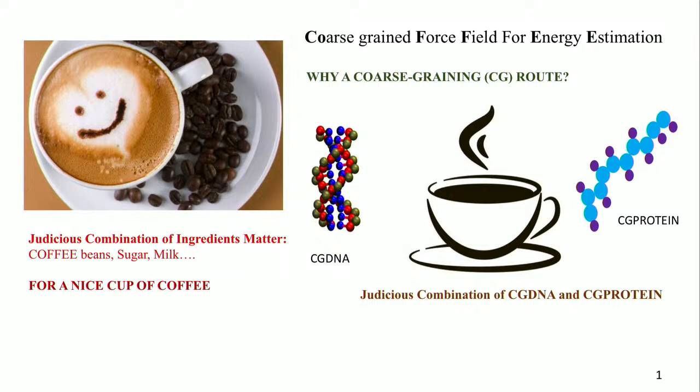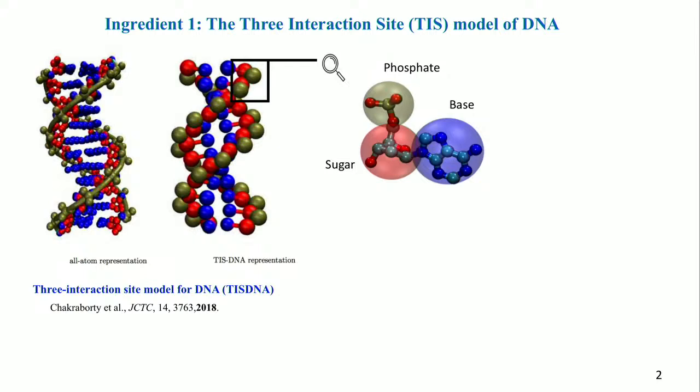Okay, so that is the whole idea of this talk, how we went about combining these different ingredients and creating this coffee model. Now, talking about the first ingredient of our model, this is the 3 interaction site model of DNA, where we represent the DNA in this kind of coarse-grained representation. If you zoom in, each nucleotide that you see is represented using 3 interaction sites. One is centered on the phosphate group, another is centered on the sugar group as shown here, and the other is on the nucleobase. So there are 3 interaction sites per nucleotide.